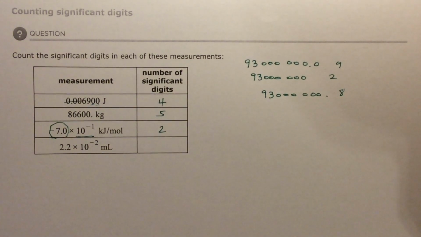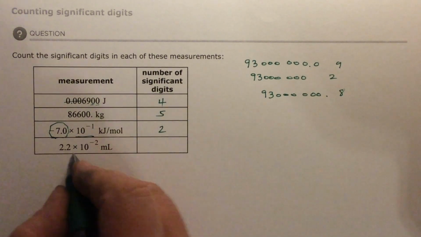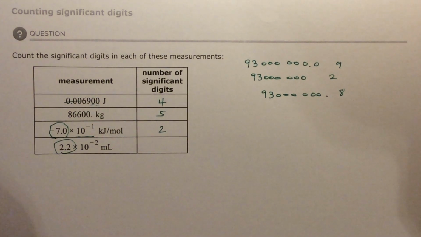So negative 7.0, that's 2 digits. There are two significant digits in that number. Here's another one like that, 2.2. That's 2 significant digits. Hope this helps.